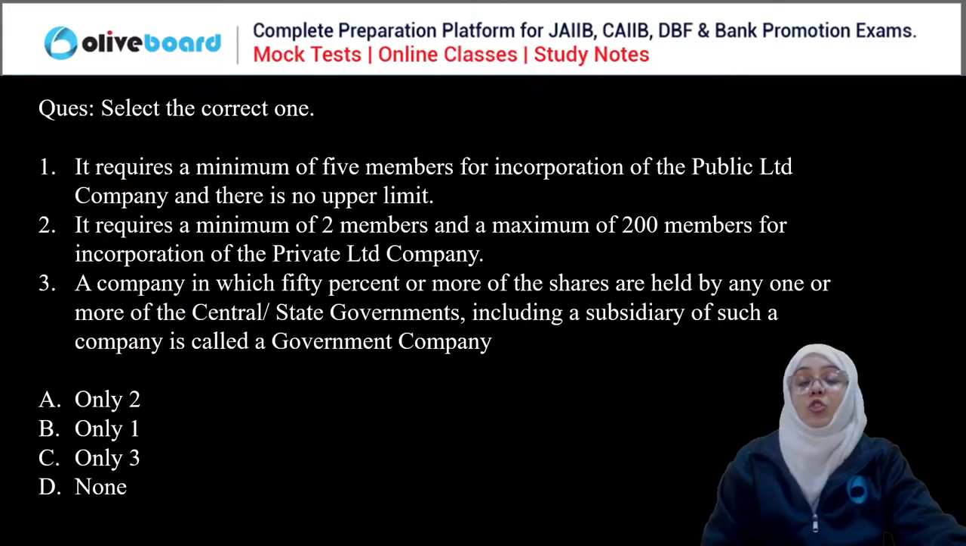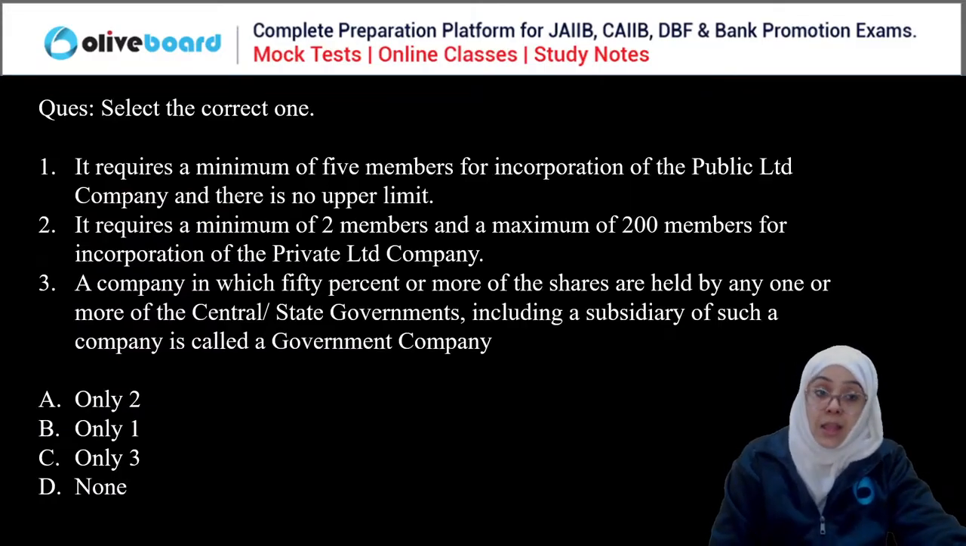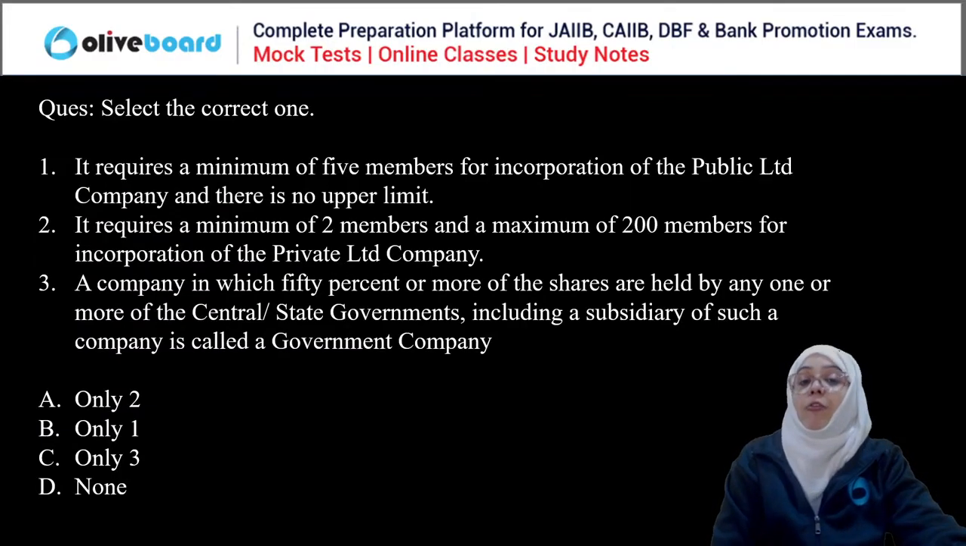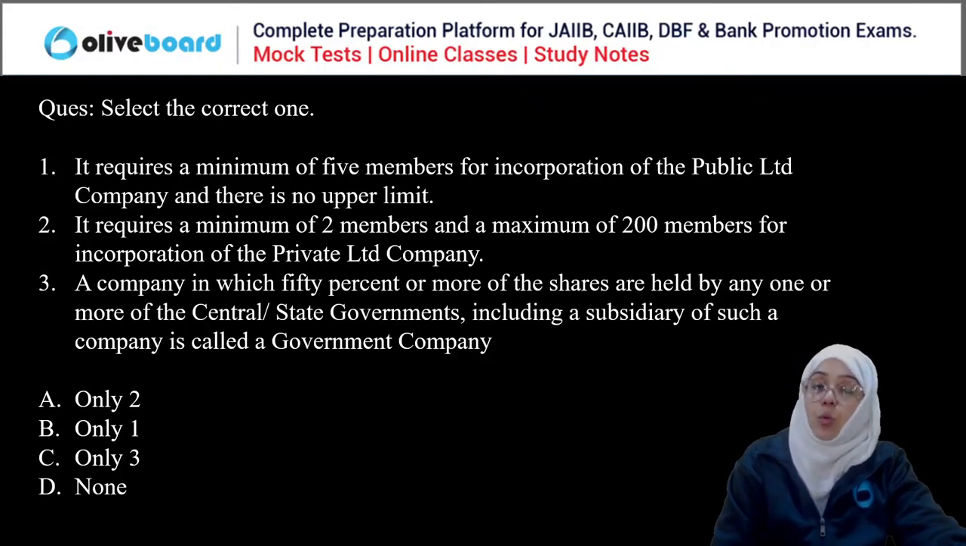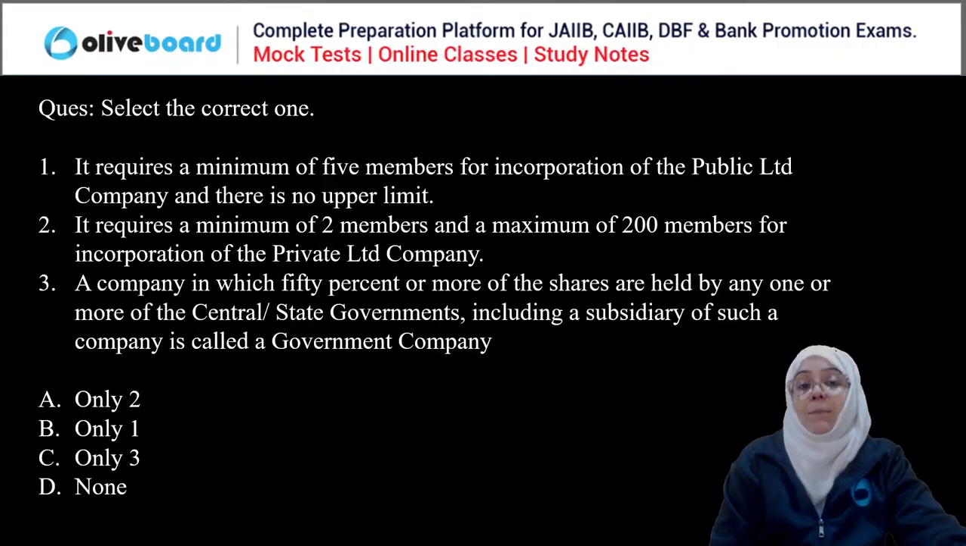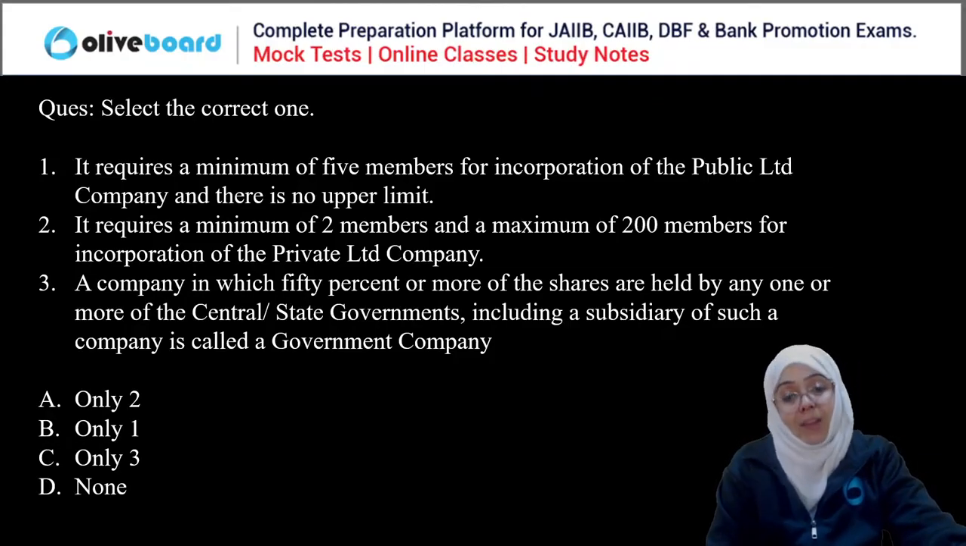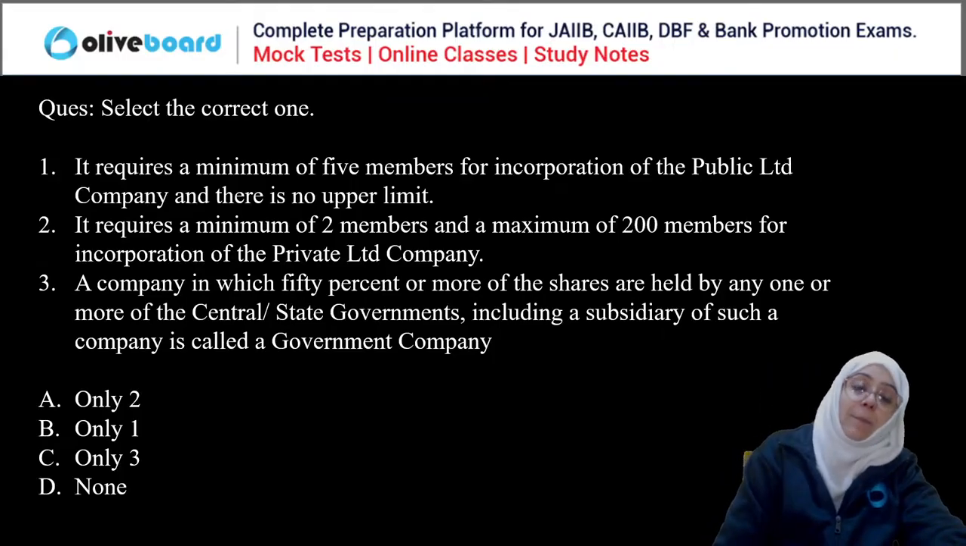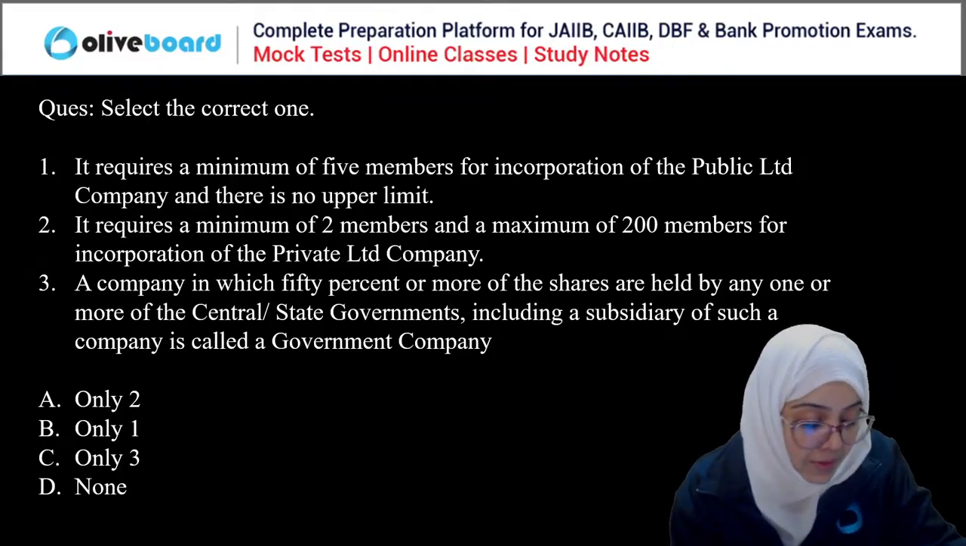Next, we have to choose the correct statement here. It requires a minimum of 5 members for the incorporation of a public limited company, and there is no upper limit. It requires a minimum of 2 members and a maximum of 200 members for the incorporation of a private limited company. A company in which 50% or more shares are held by one or more central or state government, including a subsidiary, is called a government company. Choose the correct statement here.